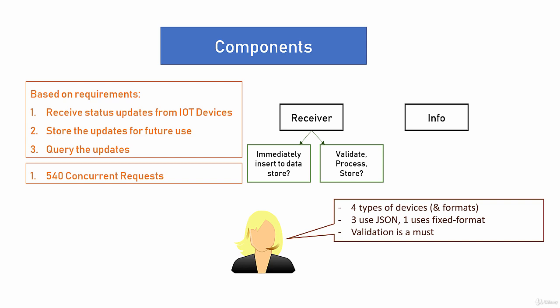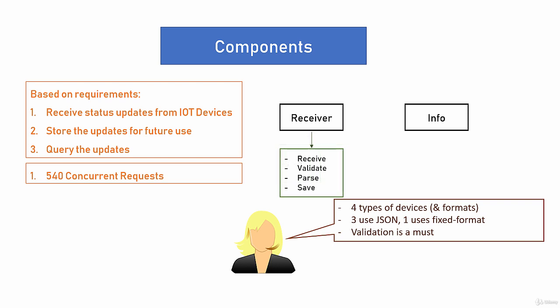So, we now know the receiver has the following tasks. 1. Receive the message, obviously. 2. Validate the message. 3. Parse the message and convert it to a unified format. And 4. Save it to the data store.